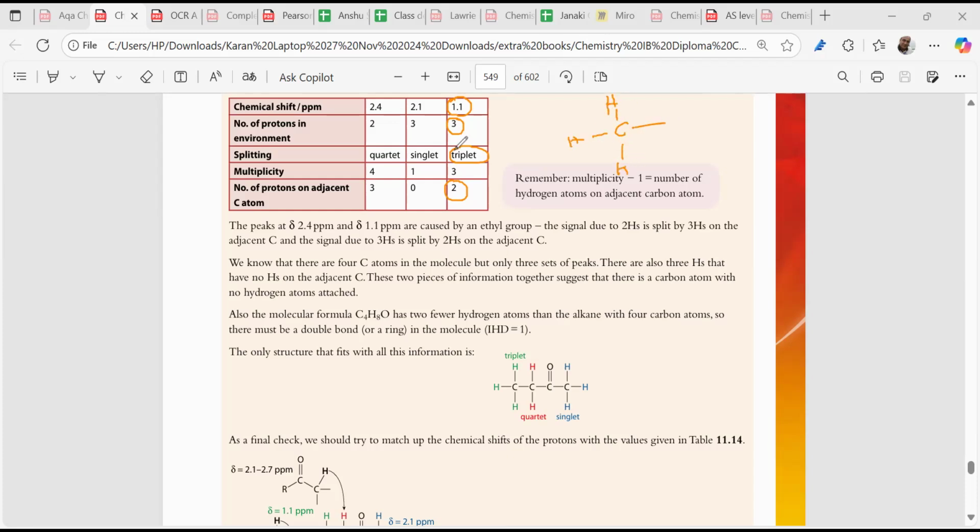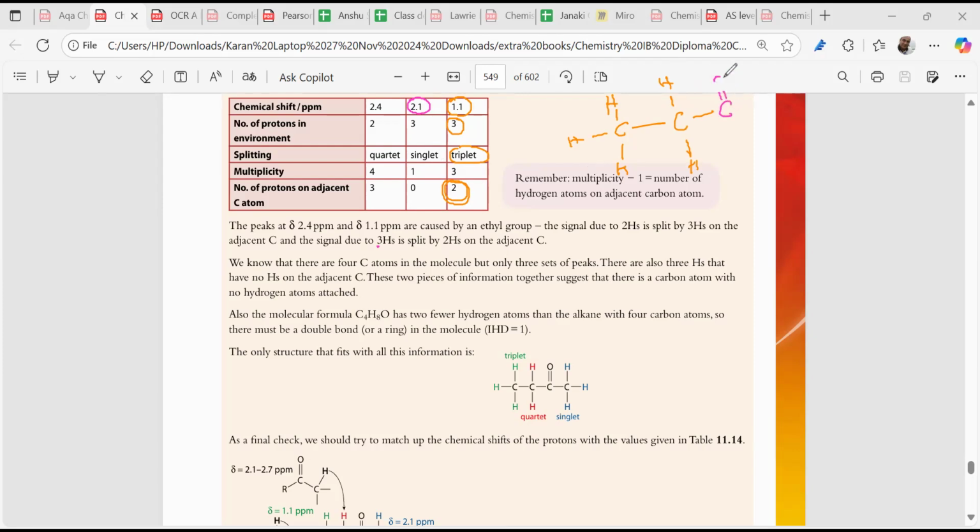Next carbon will be having how many hydrogens? 2. So it will always be like this. Clear? We draw like this. Now see this 2.1, right? 2.1 means it is next to what? It is next to a C double bond, we know it, right? Understood this part?